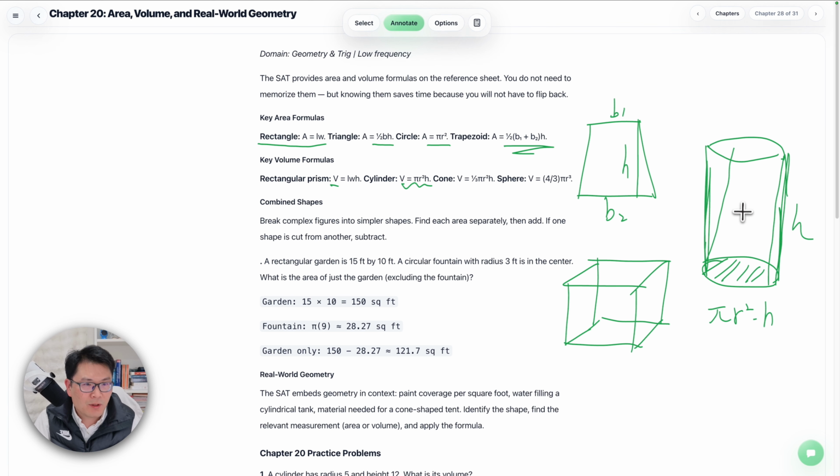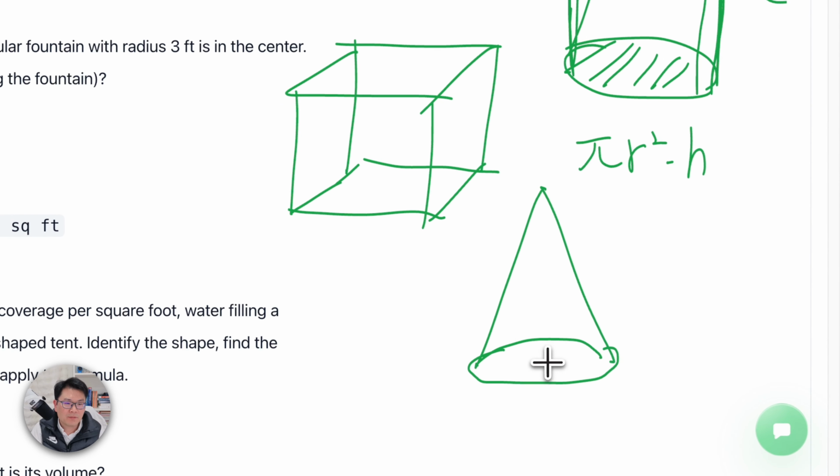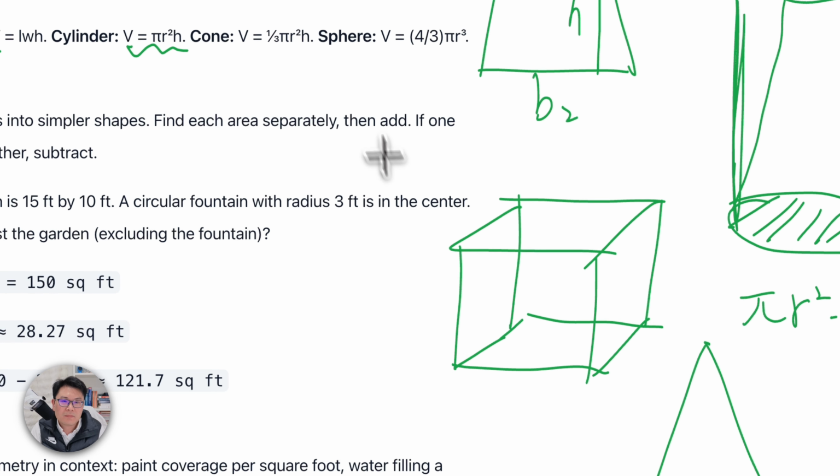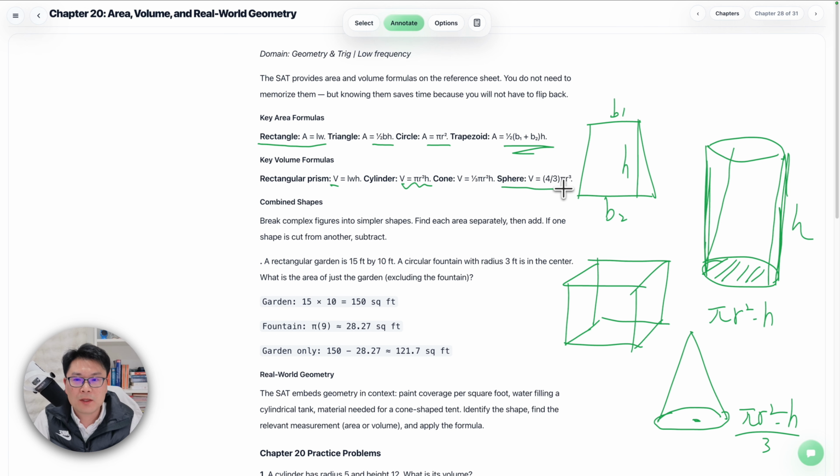For a cone, it's only 1/3 of the volume of the corresponding cylinder. Just draw it out. It's still the area of the bottom times the height divided by 3. So the bottom is pi r squared times the height divided by 3. And the sphere is 4/3 times pi times r cubed. So these are the very common formulas.